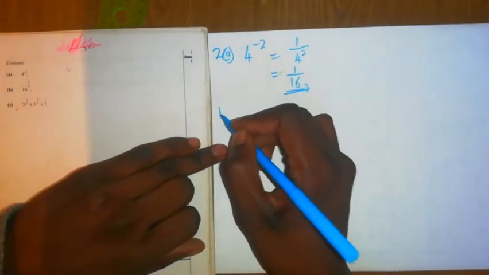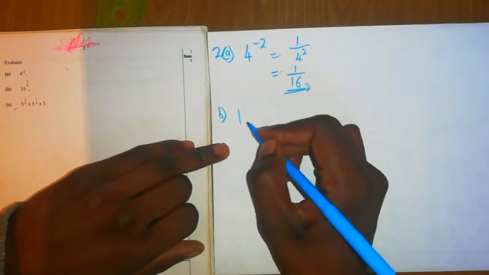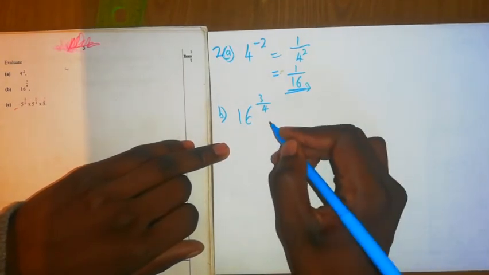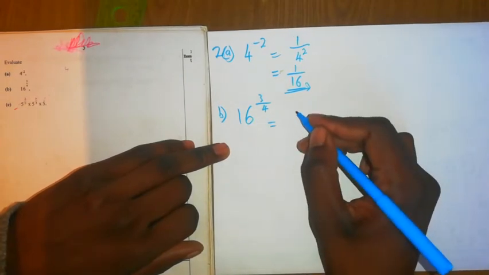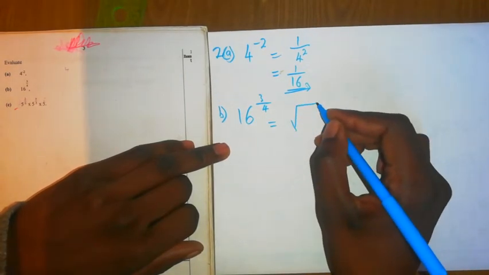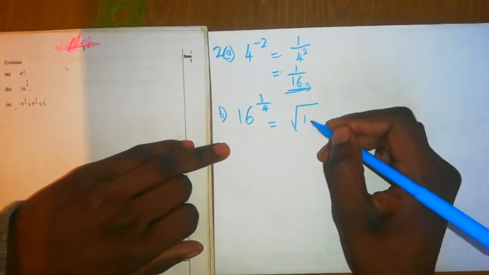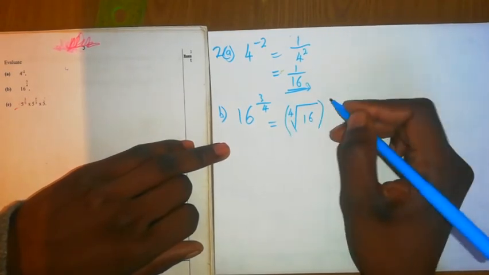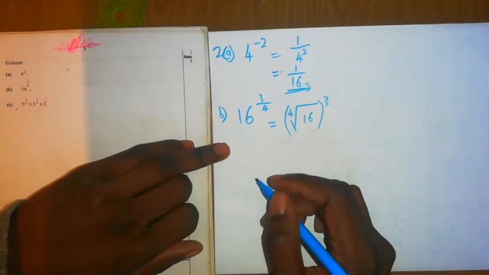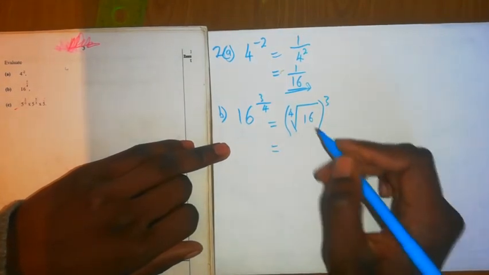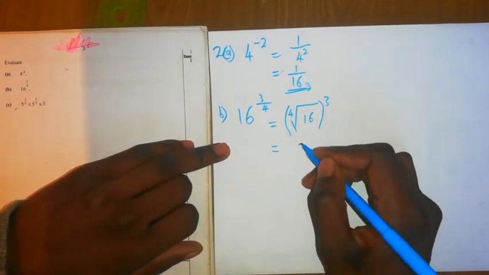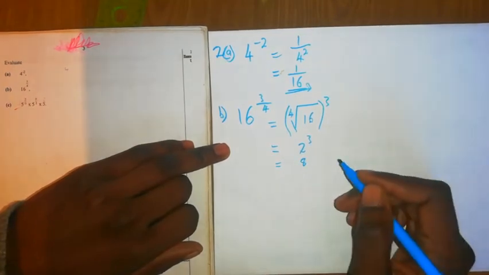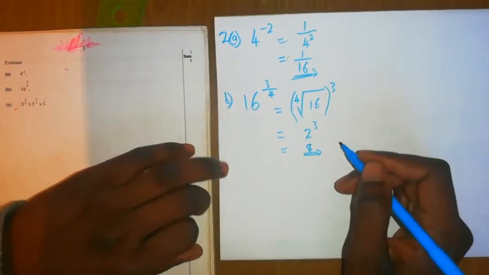I'm now moving on to B, which says 16 to the power of 3 over 4. That's equal to root sign, just because it's raised to the power of a fraction, the 4th root here, brackets 3, like that. So it's going to be equal to the 4th root of 16, that's a 2. Then raised to a power of 3, that's equal to 8. So this is your final answer.